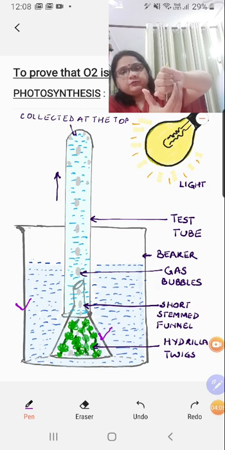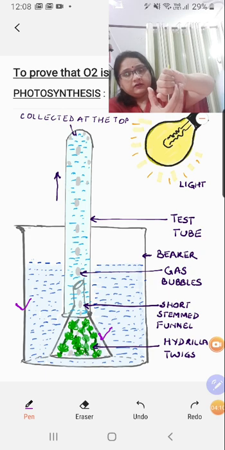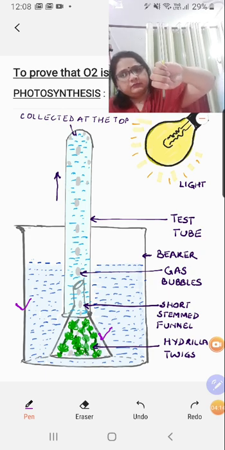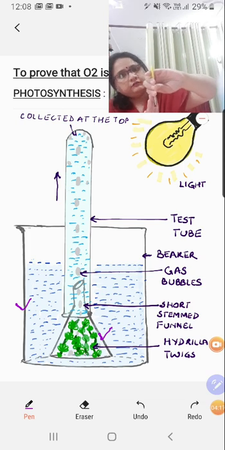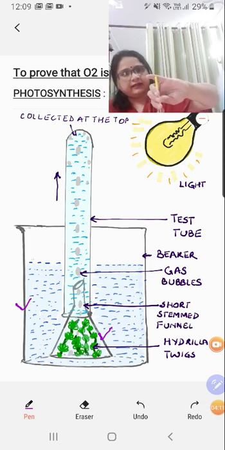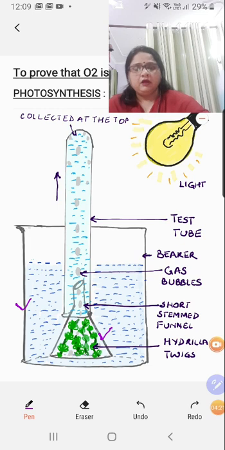That means now the water present in the beaker will not be displaced and there is no space for air, right? There should be no initial air bubble in this test tube, and then you set up this test tube over the short stem funnel the way it is shown in the diagram. Now this is your whole setup.